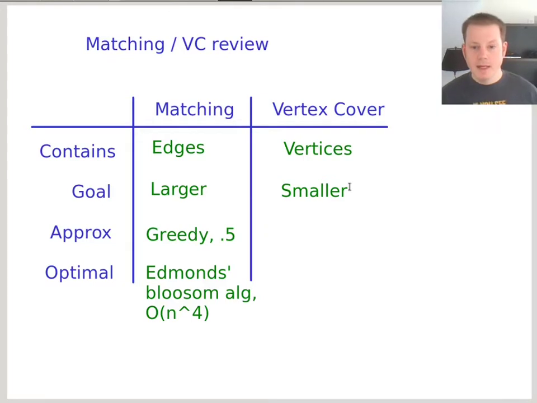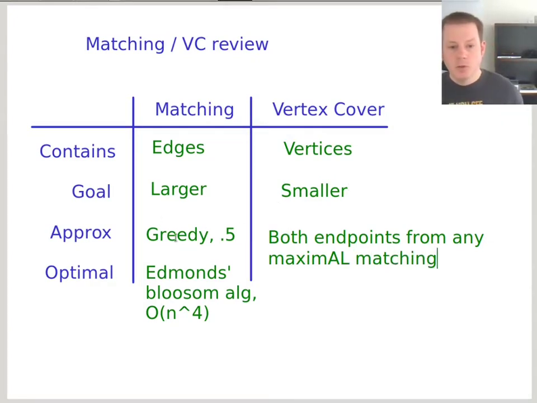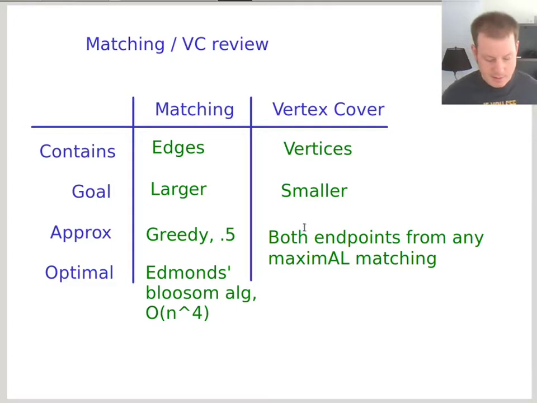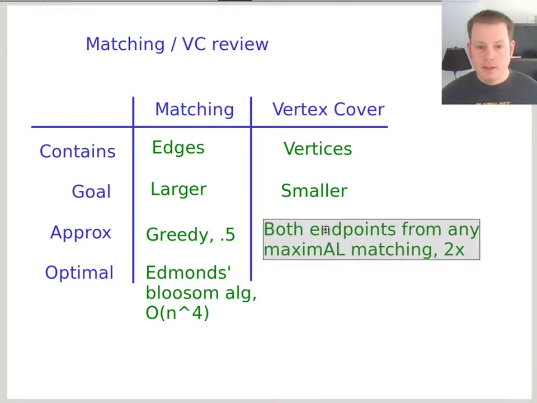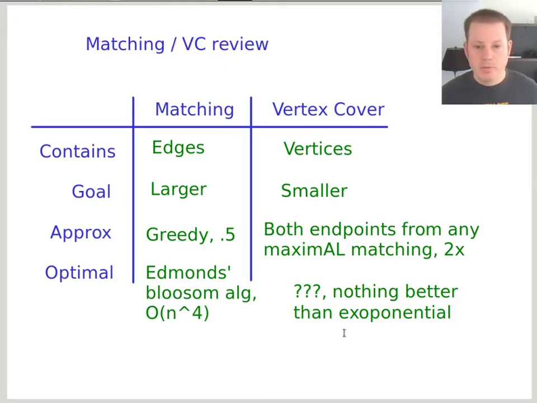And the cool thing here, the connection, is that we can approximate by picking both endpoints from any maximal matching. Any greedy or maximal matching will give us a 0.5 approximation to the largest maximal matching, but will also give us an at most 2 times approximation to the smallest vertex cover. So that's the main connection between them. And the main difference between them, I would say, is that we don't know any way of getting the optimal solution other than a brute force, exponential search, trying all the possible sets of vertices.